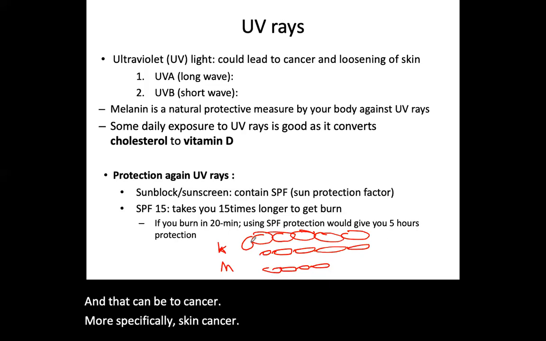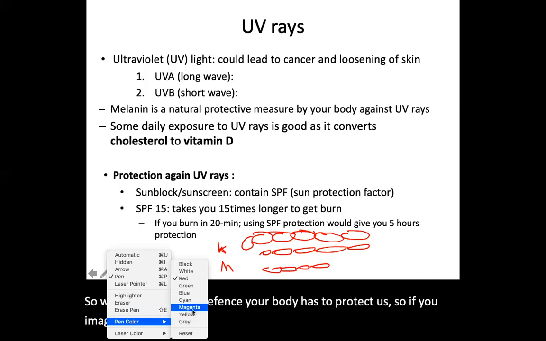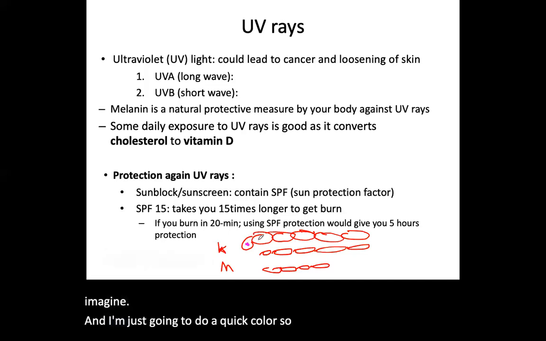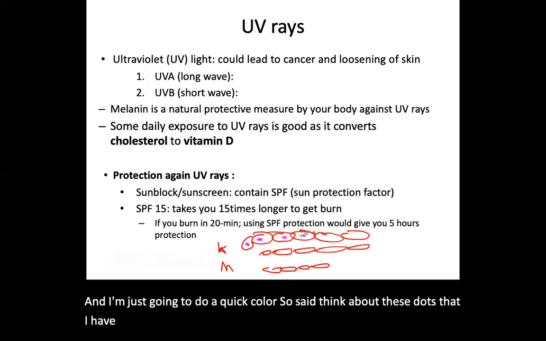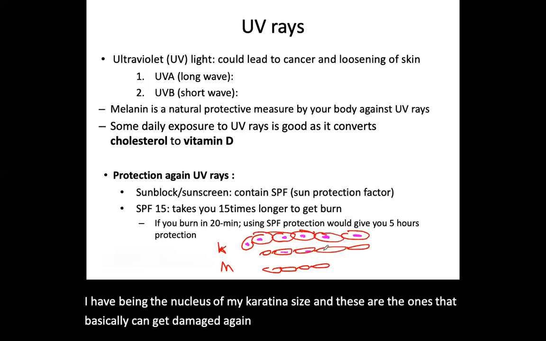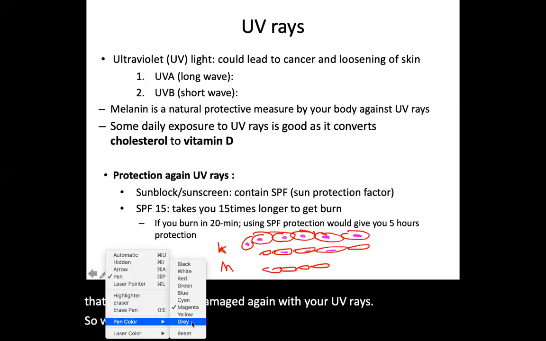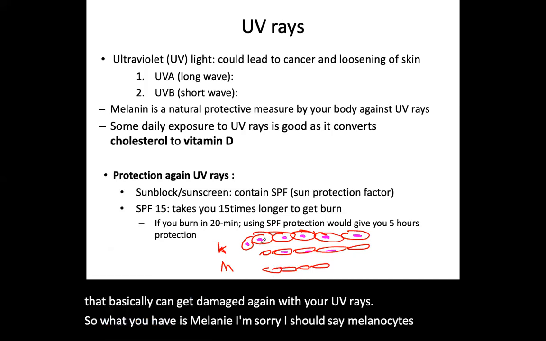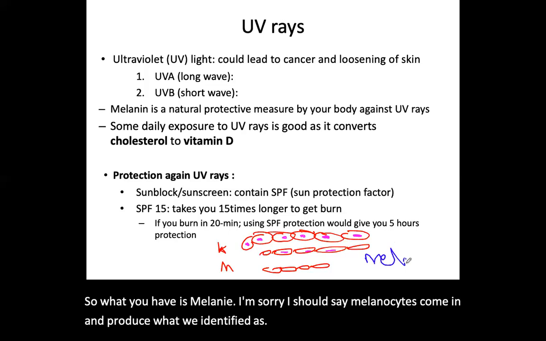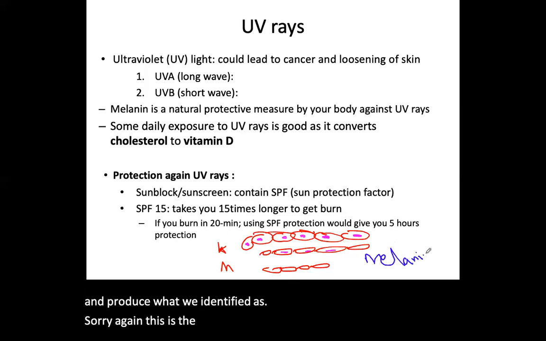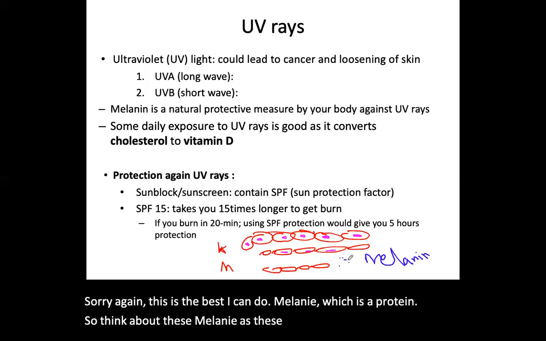So what is the natural defense your body has to protect this? So if you imagine, and I'm just gonna do a quick color change. So think about these dots that I have being the nucleus of my keratinocytes. And these are the ones that basically can get damaged again with your UV rays. So what you have is melanocytes come in and produce what we identified as melanin, which is a protein. So think about these melanin as these little dots that are packed inside these packages or vesicles, okay?